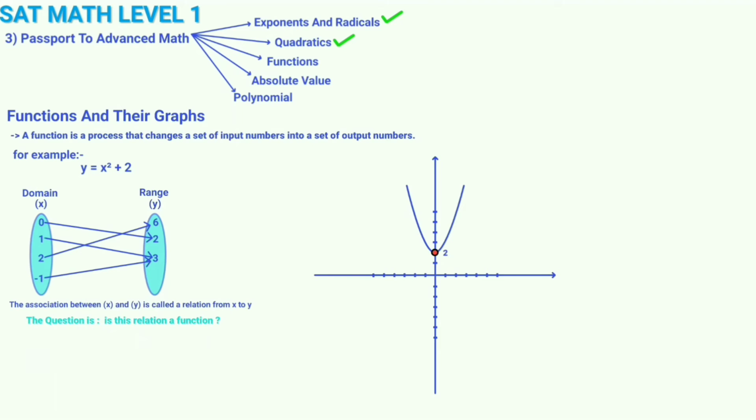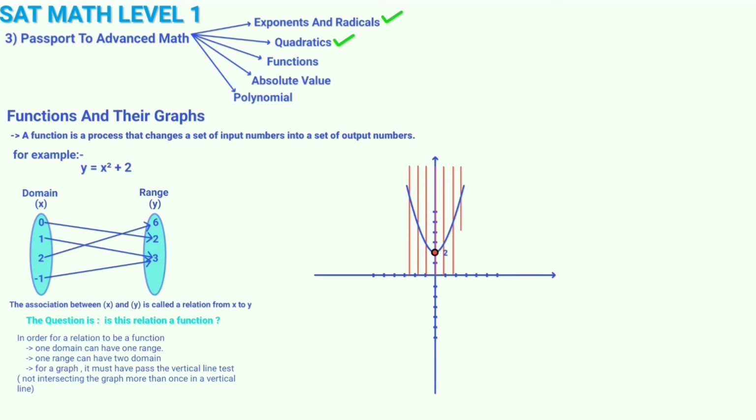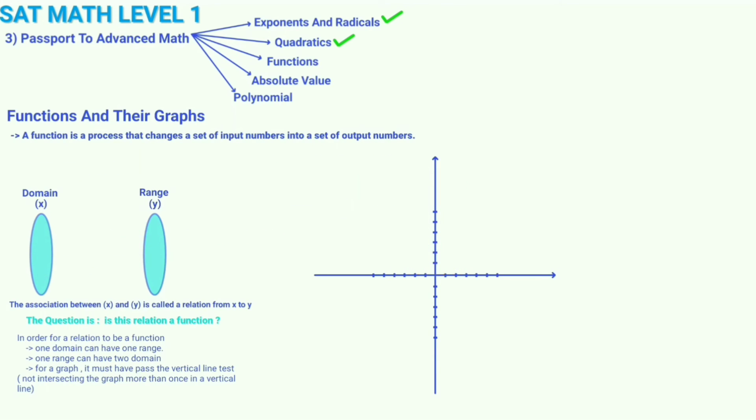The question is, is this relation a function? In order for a relation to be a function, one domain can have one range, but one range cannot have two domains. For a graph, it must pass the vertical line test, not intersecting the graph more than once with a vertical line. Okay? So this is the vertical line test, and it does not intersect a point more than once, so it passed. This is a function. We can guarantee that. Yes, this is a function.